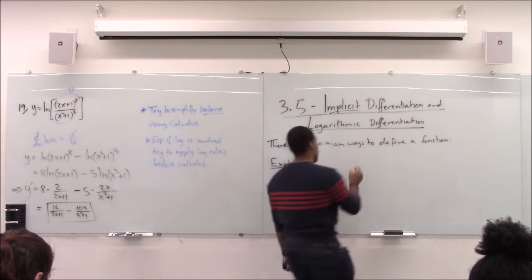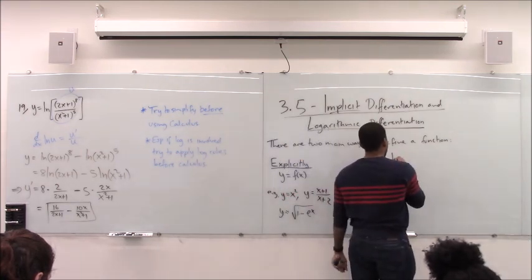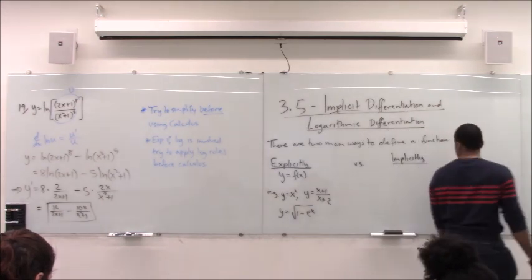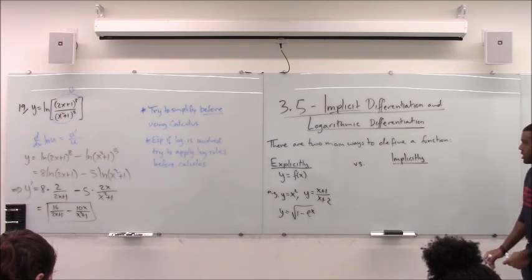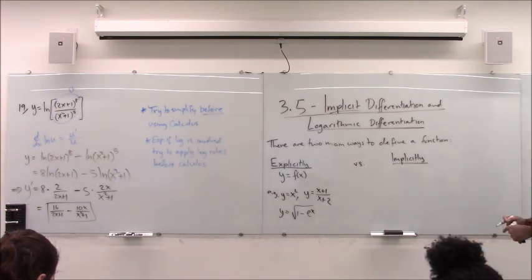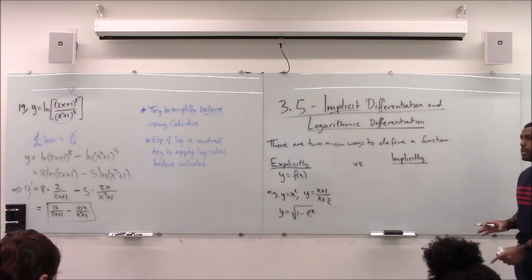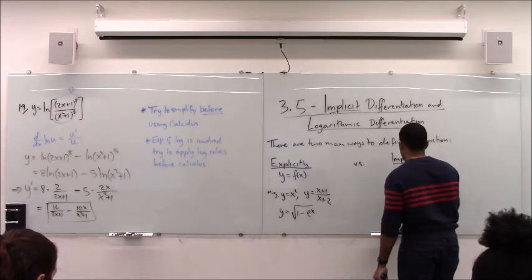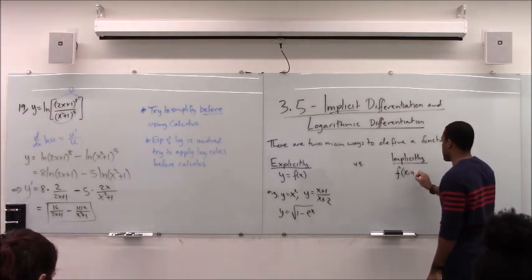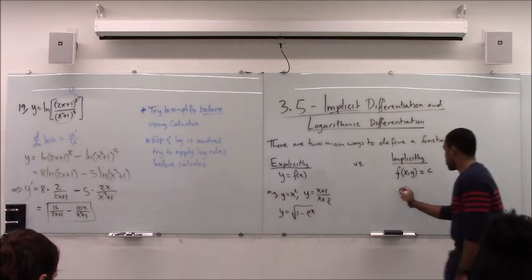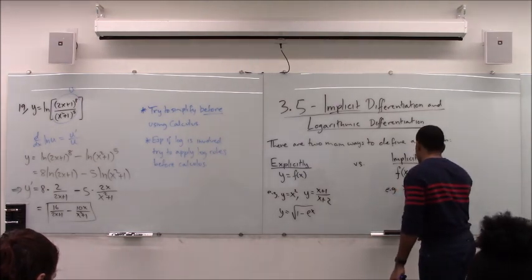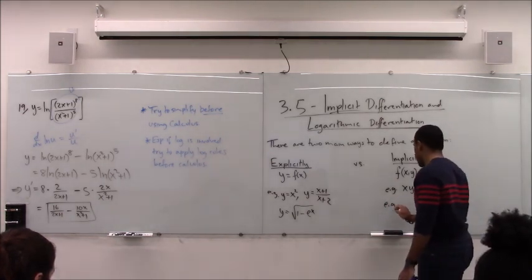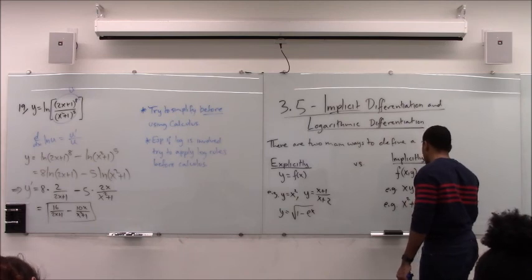There's another way to define a function though, and it's called the implicit way to define a function. So you can define a function explicitly and implicitly. And what implicitly means is the formula for the function is implied. You don't really know ahead of time what it is. So it would look like some rule where the x's and y's are potentially mixed together. So for example, x times y equals 1 is an implicitly defined function. Y is implicitly defined.